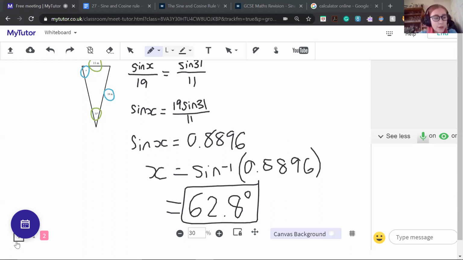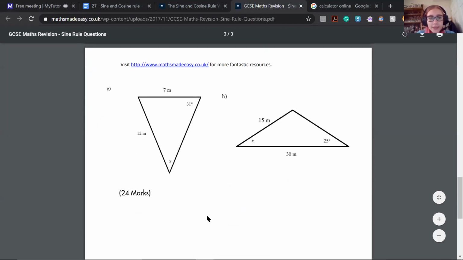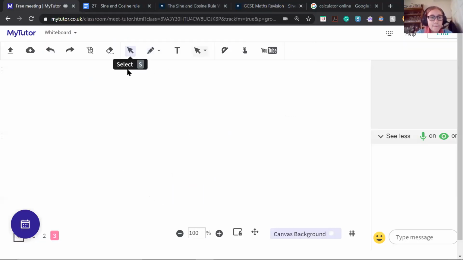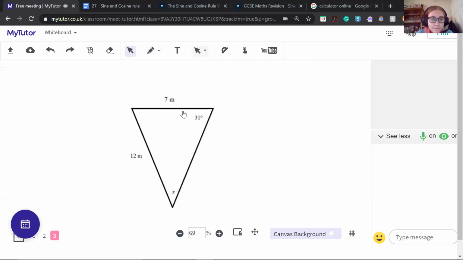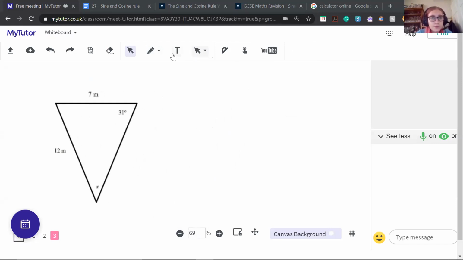So let's have a go at another one, and I'll do this one a bit slower. So let's have a go at this one here. So again, we'll go over at the end how I can tell that this is a sine rule. But for now, we'll just know that it's a sine rule because I said so, right?